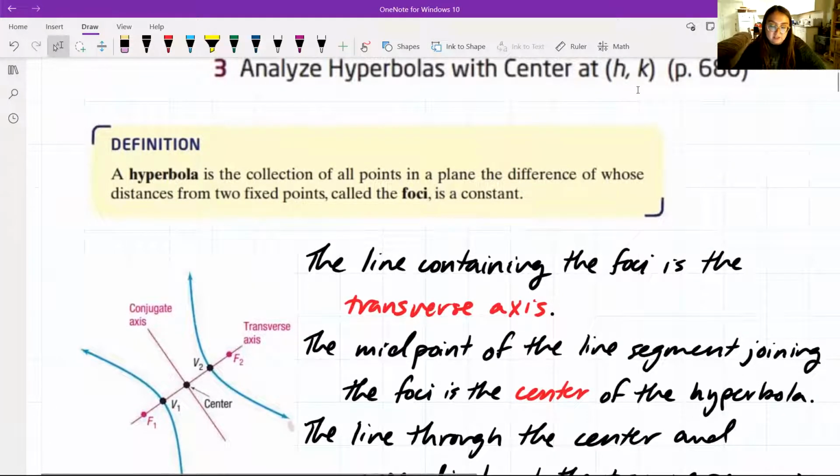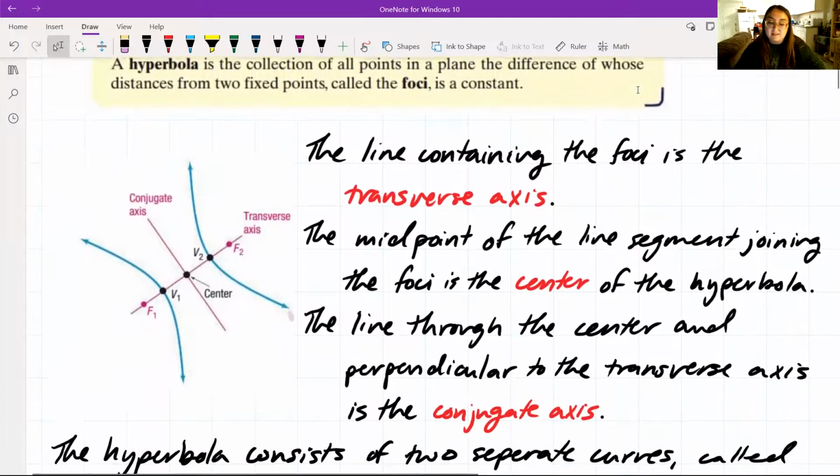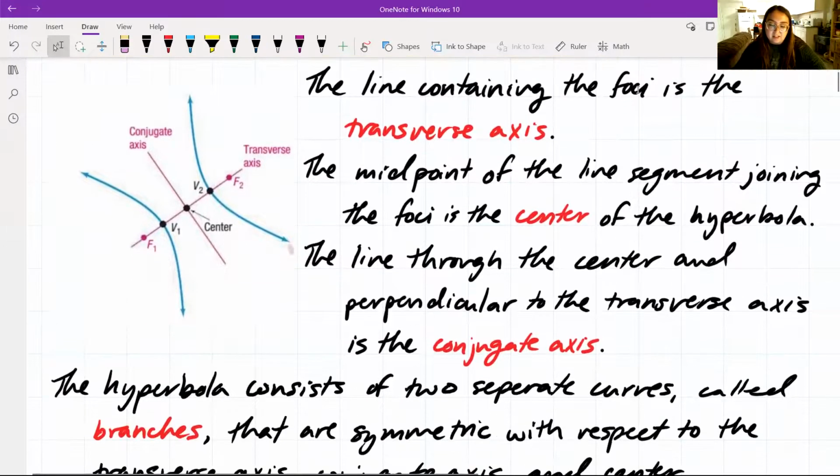The difference of whose distances from two fixed points called the foci is a constant. So a similar definition to what we had for our ellipse, but quite different here. We say that the line containing the foci is going to be the transverse axis. So before we called it the major axis, it's now the transverse axis. The midpoint of the line segment joining the foci is the center of the hyperbola. The line through the center and perpendicular to the transverse axis is the conjugate axis, which before, with ellipses, we called the minor axis.